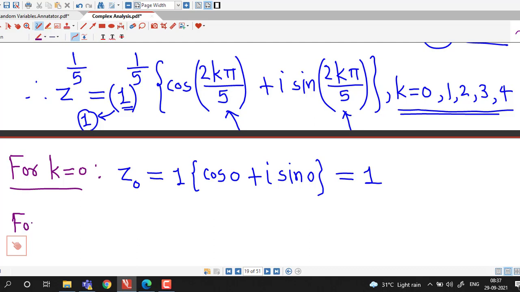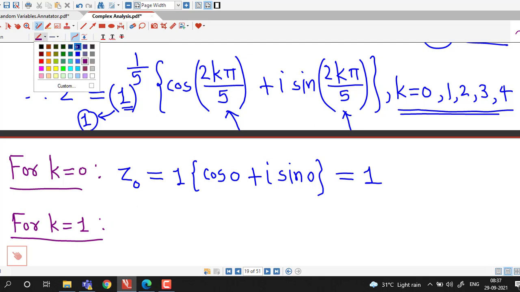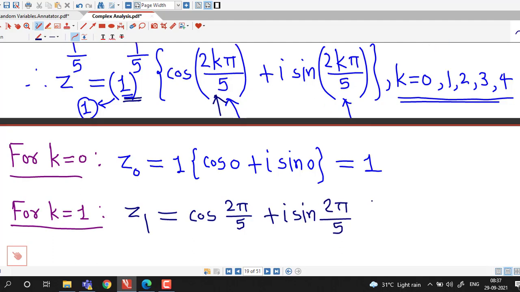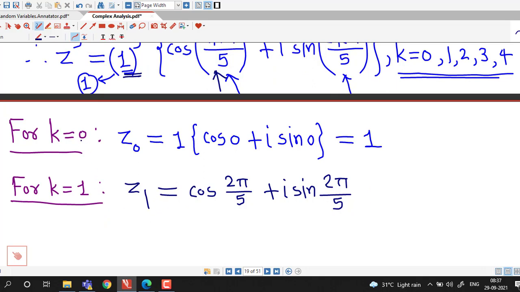Now we find the root corresponding to k equal to 1. If we take k equal to 1, the angle will be 2 pi by 5, and the modulus is always 1 for every root. So we have cos 2 pi divided by 5 plus i sin 2 pi divided by 5, and 2 pi by 5 is not a standard angle, so we keep it as it is.